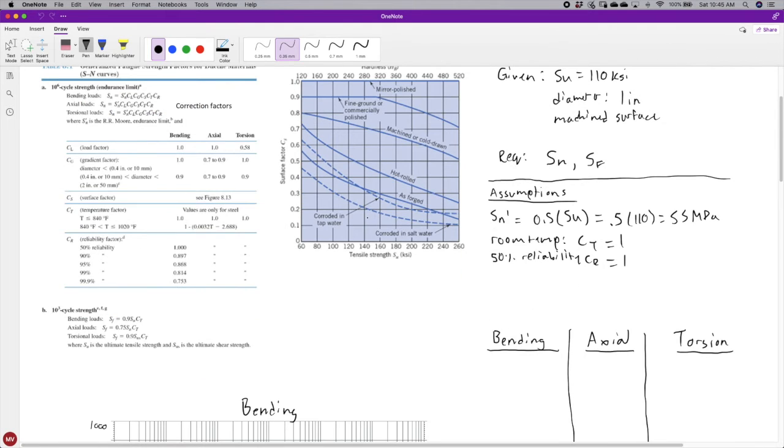We can use our surface factor graph to determine the surface factor. Right here we have our ultimate strength, which we were given to be 110. Take this line, which is the machine surface line, and draw a straight line. What we need to calculate for each is our loading factor and our gradient factor. For bending, the loading factor will always be 1, axial 1, and torsion 0.58.